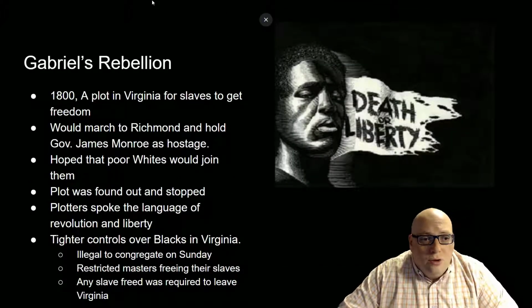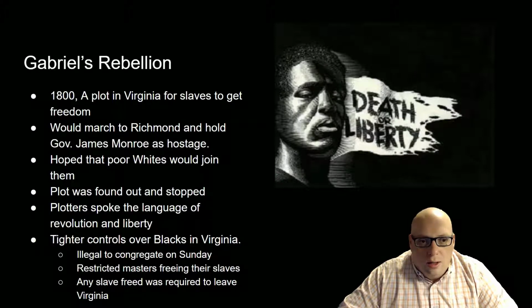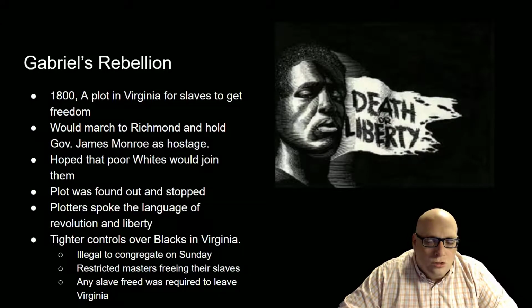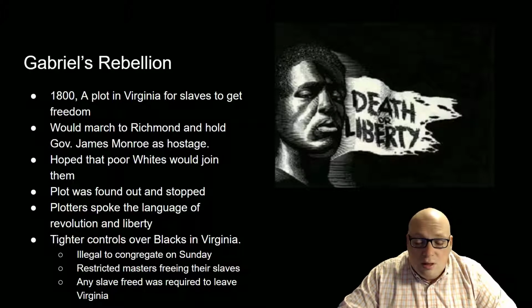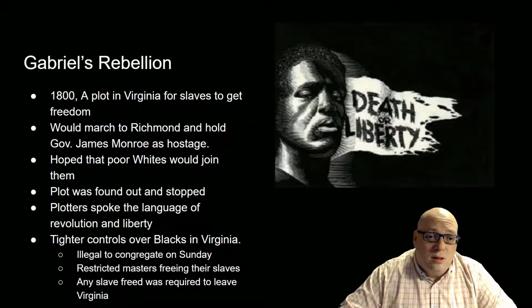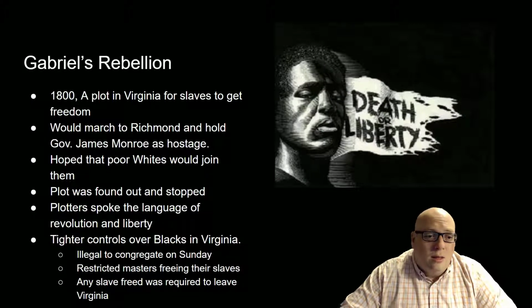And around 1800, you actually have what's called Gabriel's Rebellion. Gabriel was an enslaved person who was a blacksmith in Richmond, Virginia, and started this plot to actually free slaves. The idea is that they would march through Richmond and eventually capture Governor James Monroe and hold him hostage. And the hope, with Gabriel and his fellow plotters, was that poor whites would also join them against the wealthy.